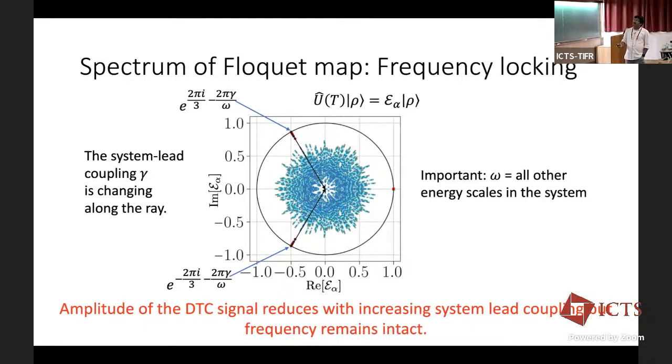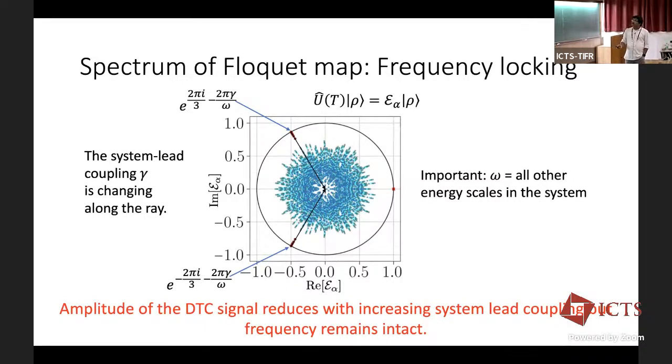And if I have gamma equals to 0, that means no transport. I have this as my DTC eigenvalue. Now, if I start adding transport, I see that there is a real part coming in, and that real part has only the effect of shifting these time crystal eigenvalues along a ray. So importantly, we have omega equals to all other energy scales of the system. So the role of the system-lead coupling is to shift the eigenvalues along a ray.